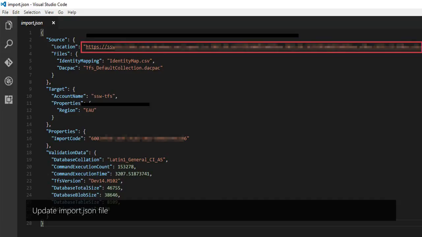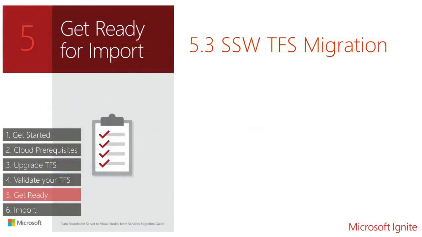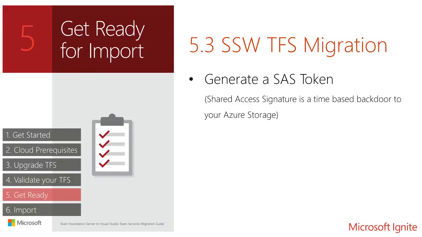And that location is where you have put your DACPAC file in Azure. For that location, it's not just a random URL. It's a shared access signature token.